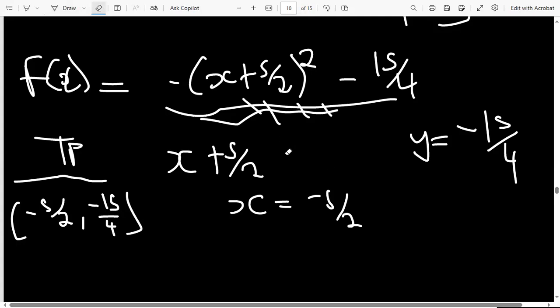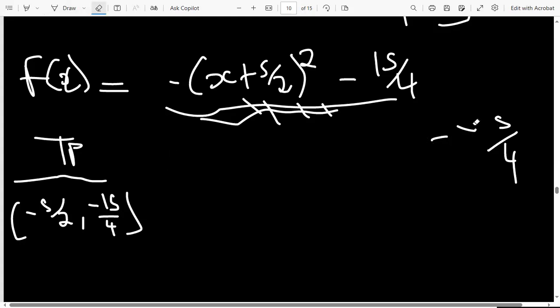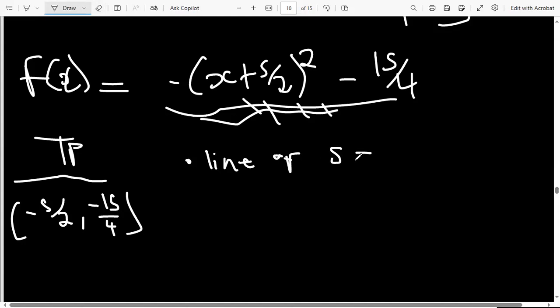Okay, let's get the line of symmetry now. Remember I said the line of symmetry is just the x coordinate of the what? Of the turning point. So you can say line of symmetry, I'll just write line of S here, which will be minus 5 over 2. So this will be the line of symmetry, guys. And then is this a maximum value or a minimum value? Okay, so we can't tell here.